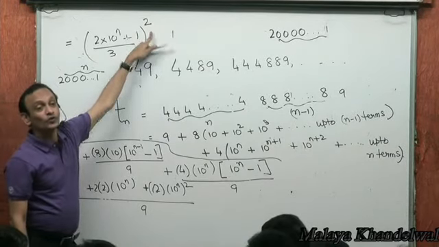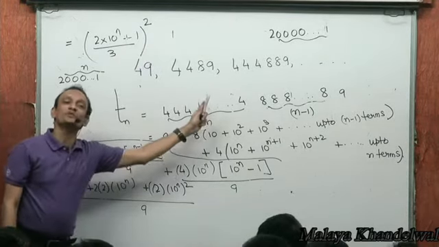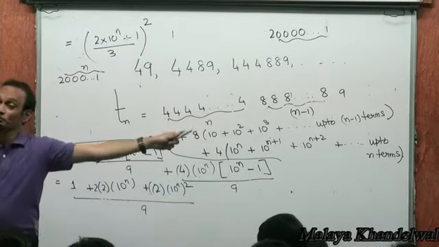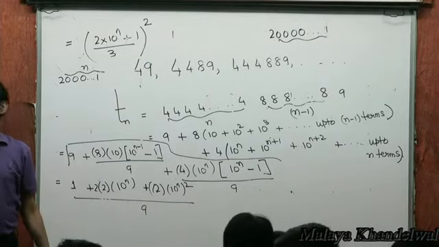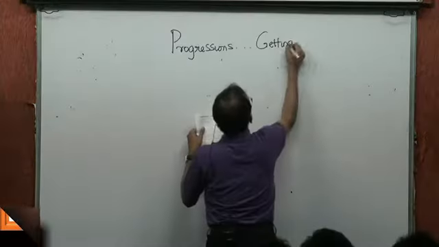Yes or no? So, all members here are perfect squares. All members here are perfect squares. Yes or no? How many of you got this right? 1, 2.